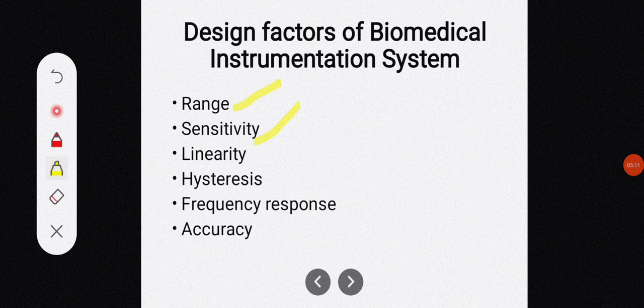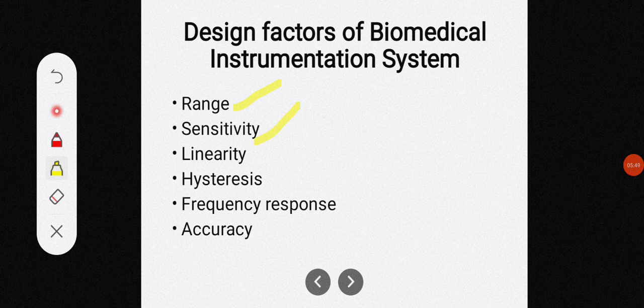Now what does it mean when the sensitivity of an instrument is high? It means for a small variation of input signal, that instrument is producing a large change in the output signal. In biomedical instrumentation system terms, for a small change in the physiological parameter measured, the change in the output reading is large. Then we can say that the biomedical instrument has a high sensitivity.